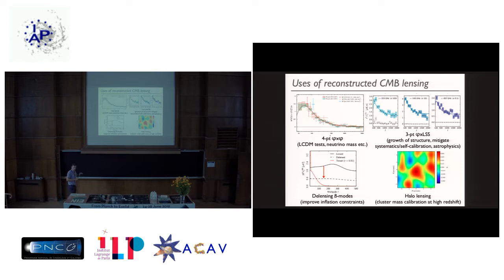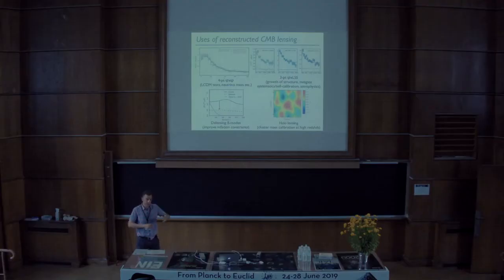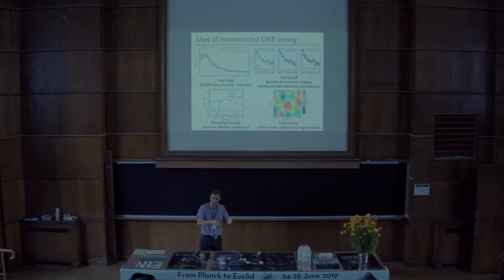Instead of correlating with itself, you could correlate with some other tracer of large-scale structure, and Martin gave some nice examples of that this morning in his talk. So there, you're correlating lensing reconstructed from the CMB with large-scale structure. That's actually a three-point measurement. Because you can correlate with a tomographic large-scale structure survey, you can probe the way that structure is growing throughout the universe in redshift. It's a very good way to mitigate systematic effects, because you're correlating something derived from the CMB with a completely independent measurement from large-scale structure. It's a good way to self-calibrate, and also a very good probe of astrophysics, for example, the bias of halos.